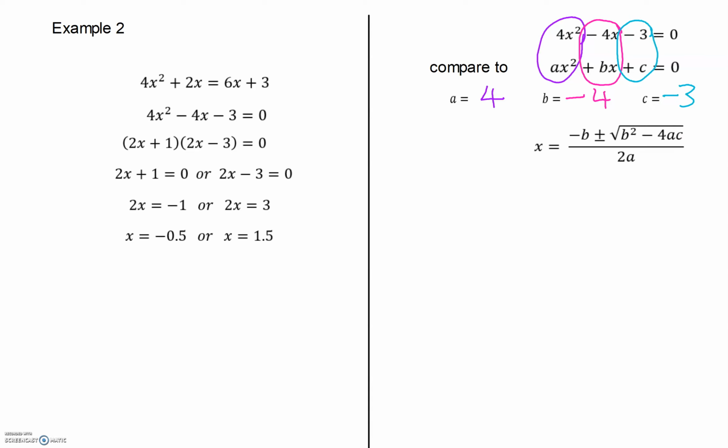So our quadratic formula, x is minus b plus or minus the square root of b squared minus 4ac all over 2a. This time we're going to work it through.